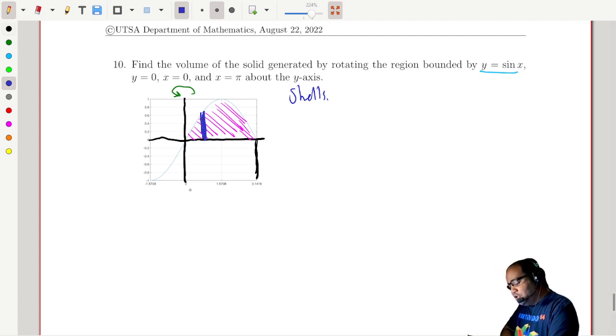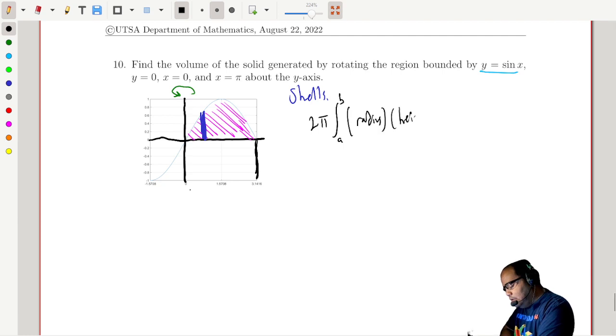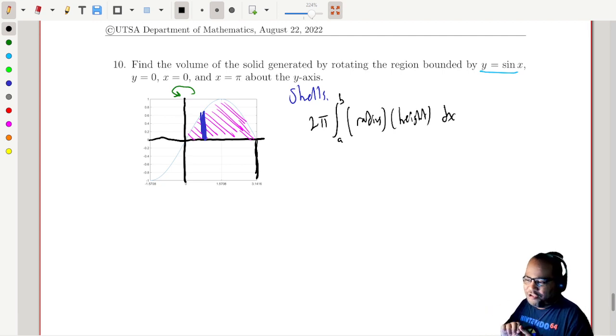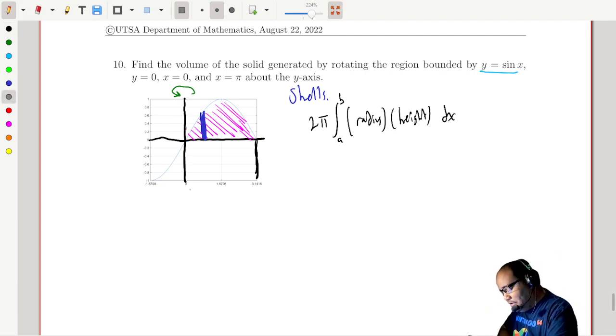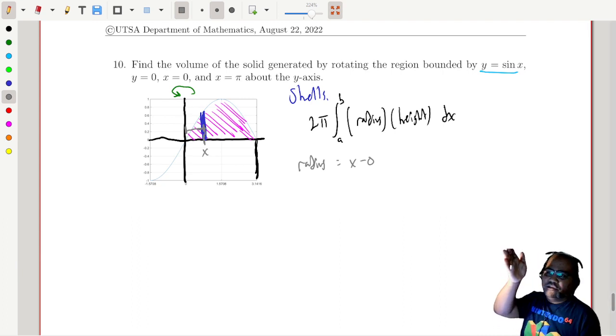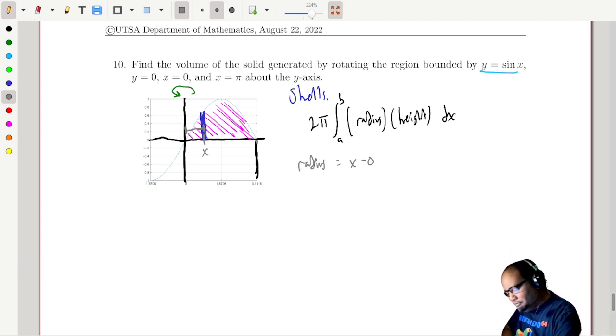Let's do a refresher on shells, okay? The volume for shells is 2 pi times shell radius times shell height. All right, go back to that video if you need a refresher, but how did we do it? Shell radius, right minus left, is the distance from the strip to the axis of rotation. The radius here is x minus 0. The strip is at a variable position x, rotating around the fixed y-axis, which is x equals 0.